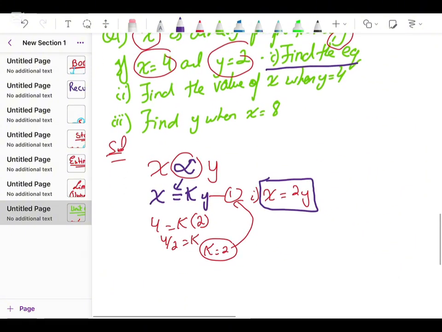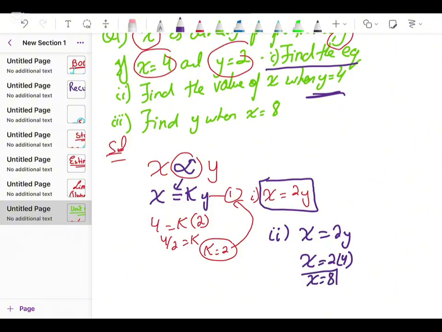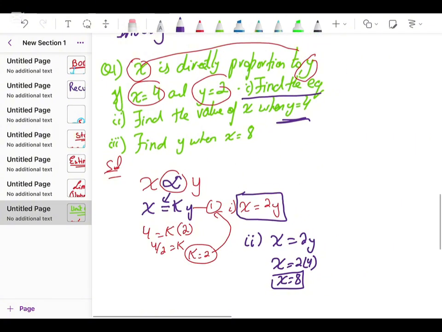Now what is the second part? The second part says find the value of x when y is equal to 4. In the first part we found the equation, that is x equals 2y. We will use this equation to find the value. We need to find the value of x when y is 4, so I will put 4 replacing y. So the value of x will be 8. 2 fours are 8. That's it. Now the third part.